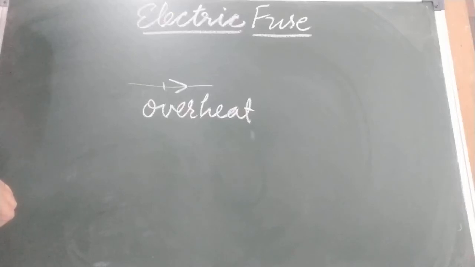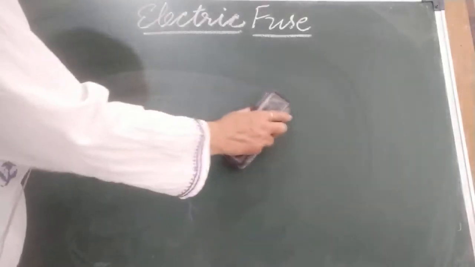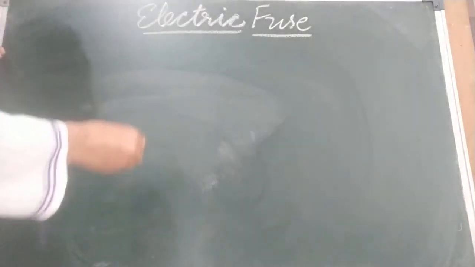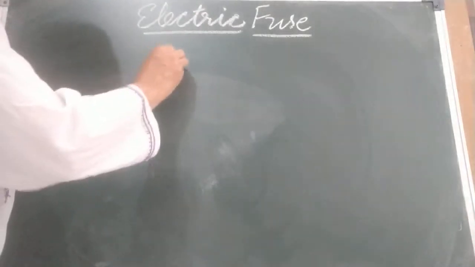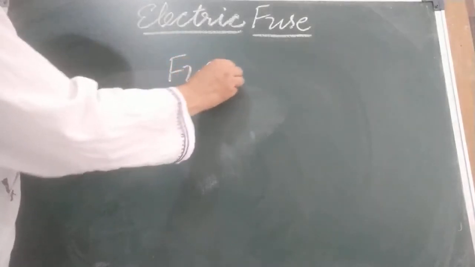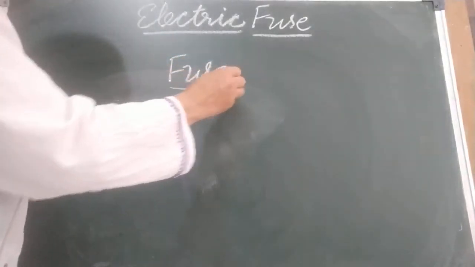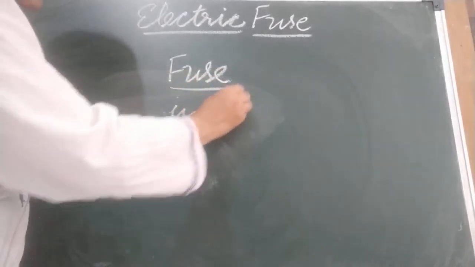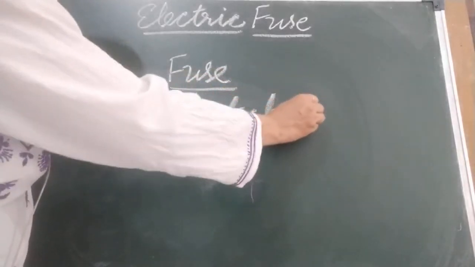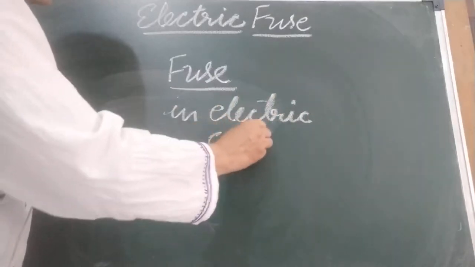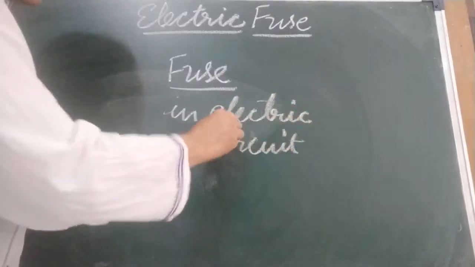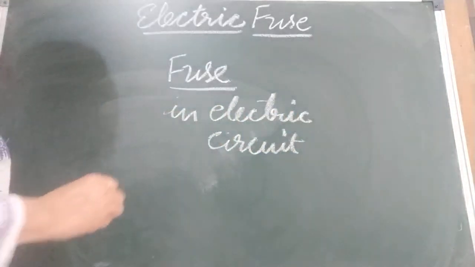So this problem, this fault of the circuit, we can remove by using an electrical fuse. To prevent the appliance from getting damaged from an excessive flow of heat, we use the device that is called a fuse. We use this fuse in an electric circuit. It is fitted now in all the devices. We have a mixer grinder. This fuse is there.